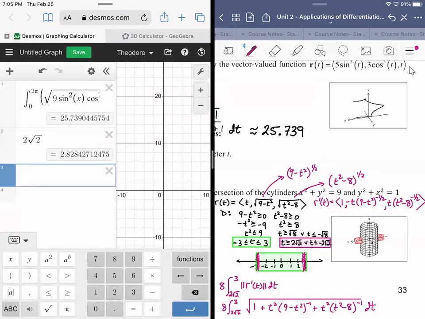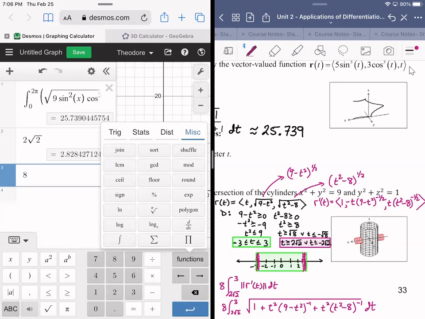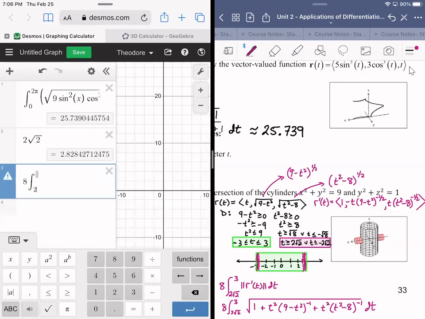Really, it was just do as much work as it takes to get an expression that can be Desmos ready. So 8 multiplied by the antiderivative over the interval of 2 radical 2, going up to 3, open paren, open a radical, 1 plus, I'll use x, so x squared times 9 minus x squared, close it up, raise it to the negative first power. That's assuming you don't want to make a fraction out of it. I didn't want to, so I didn't do that.